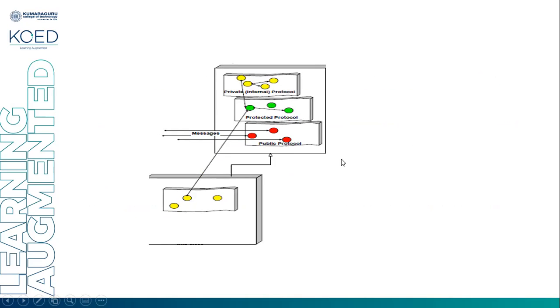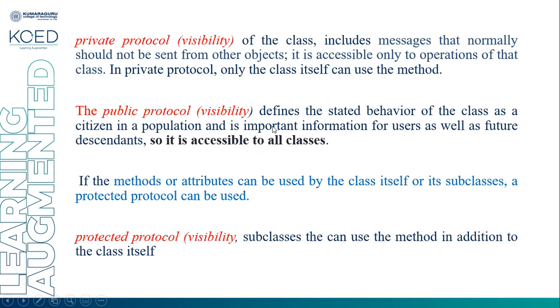Public protocol can be accessed from anywhere. Protected protocol can only be accessed from those subclasses which inherit the particular class. Private is an internal protocol. Those methods and attributes of the class declared private can be accessed only by the other methods of the same class. Private protocol visibility includes messages that normally should not be sent from other objects. It is accessible only to the operations of the class. In private protocol, only the class itself can use the method.